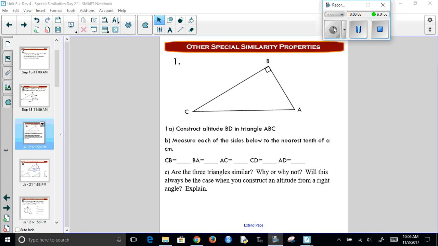Hello, today we're going to look at special similarities, day 2. There's a special situation that happens when we have a right triangle and we draw a segment that creates two more right triangles. If this is an altitude, then we have three right triangles.